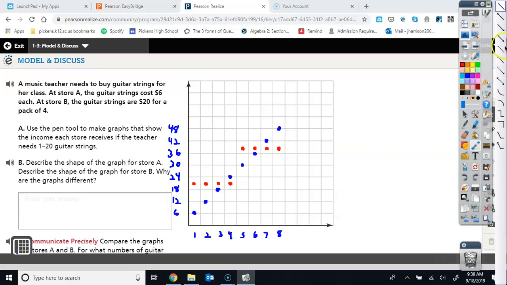I'm going to connect it with a little line on here. Which one would be better here at the beginning? It'd be better to use store A from here to here. And then it's going to be better to use store B. Then it's going to be better again to use store A again. Then it's going to be better to use store B.